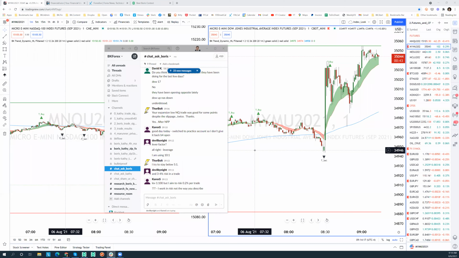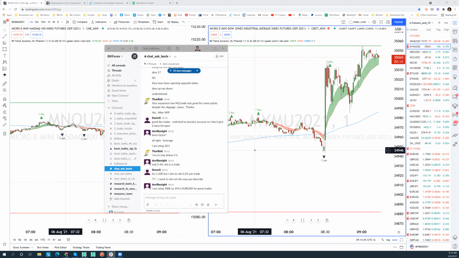Well, I'll calculate it for you. Just tell me what's your average size trade, and then what's your account size, and I'll tell you exactly what you're doing. I just want to get a notion of what people are doing. We'll get to risk in a second, but right now the only question is size. So Devil, you have 100,000, you're trading $1 million. So you're 10 to 1. That's fine.